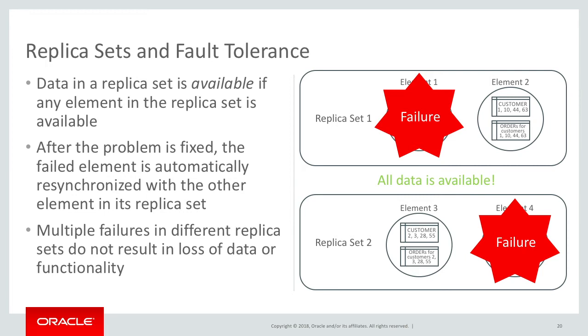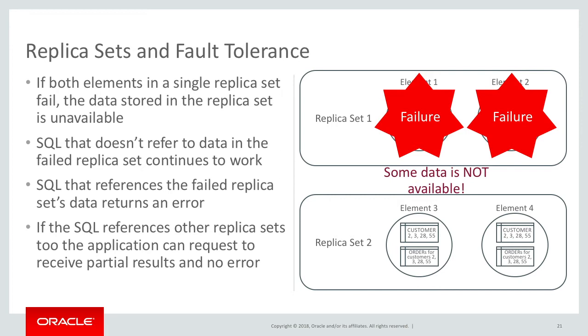So my key message here is, if you have multiple failures in different replica sets, then you don't lose data or functionality. Everything keeps running. On the other hand, suppose you have 2 instances go down, 2 elements go down, and they are in the same replica set. Well, now you have a problem, right? Because both copies of the data that are stored in replica set 1 are unavailable. Well, what happens then? If your application is modifying data that's stored in other replica sets, suppose you want to modify data for customer 2, which is stored in replica set 2, that's okay. That SQL runs just fine.